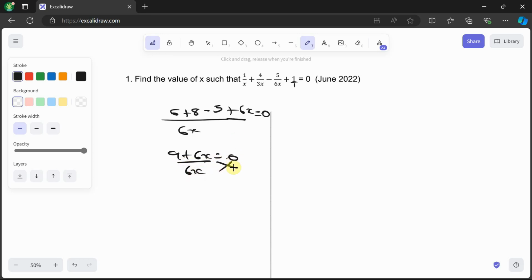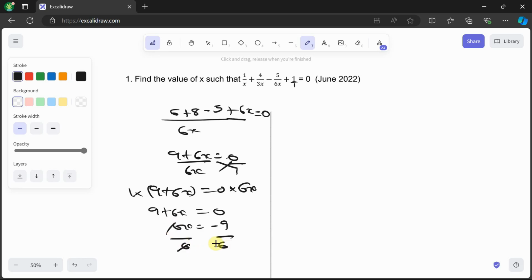Then I can cross multiply, and that will be 9 plus 6x is equal to 0 times 6x. In this case, it's 0 over 1, so we could say all of these guys 1 times this guy, right? Depending on how you want to do it. So this will be 9 plus 6x is equal to 0, times anything is 0. So 6x will be equal to, if I take this plus 9 to that side, will be minus 9, and divide both sides by 6. 6 will cancel 6, 3 here 2, 3 here 3. So our x here is minus 3 over 2. So this is one way to solve it.